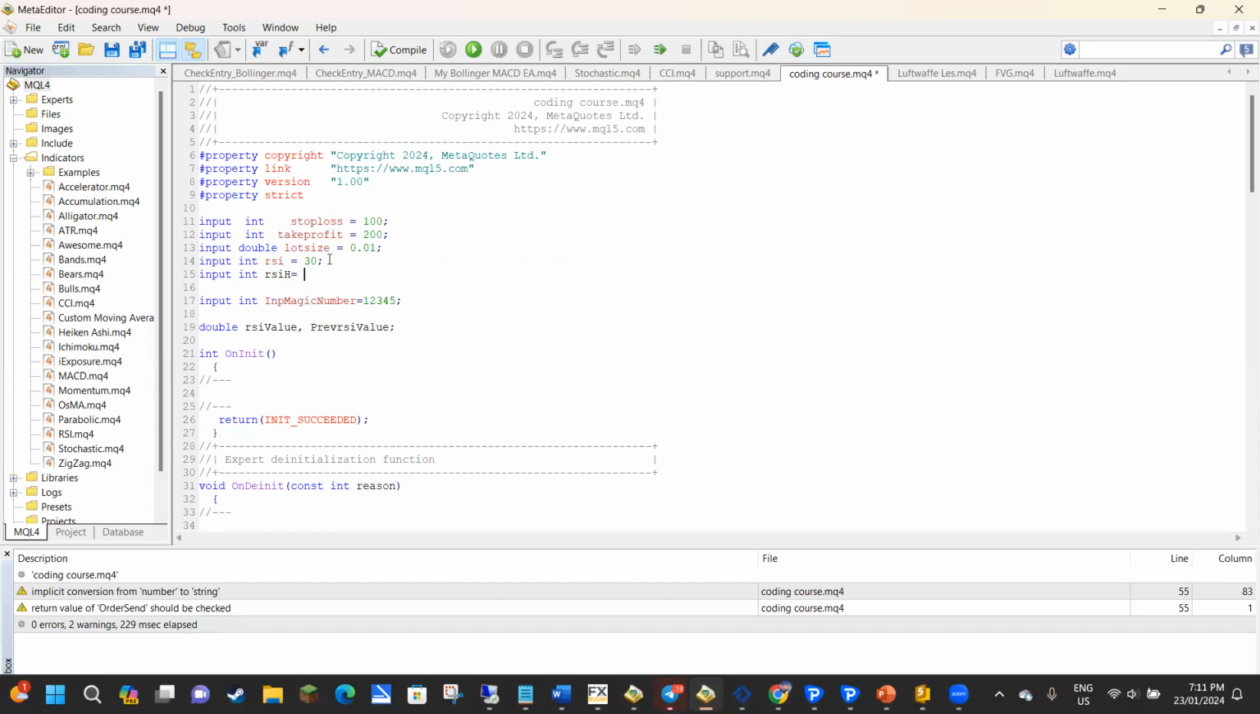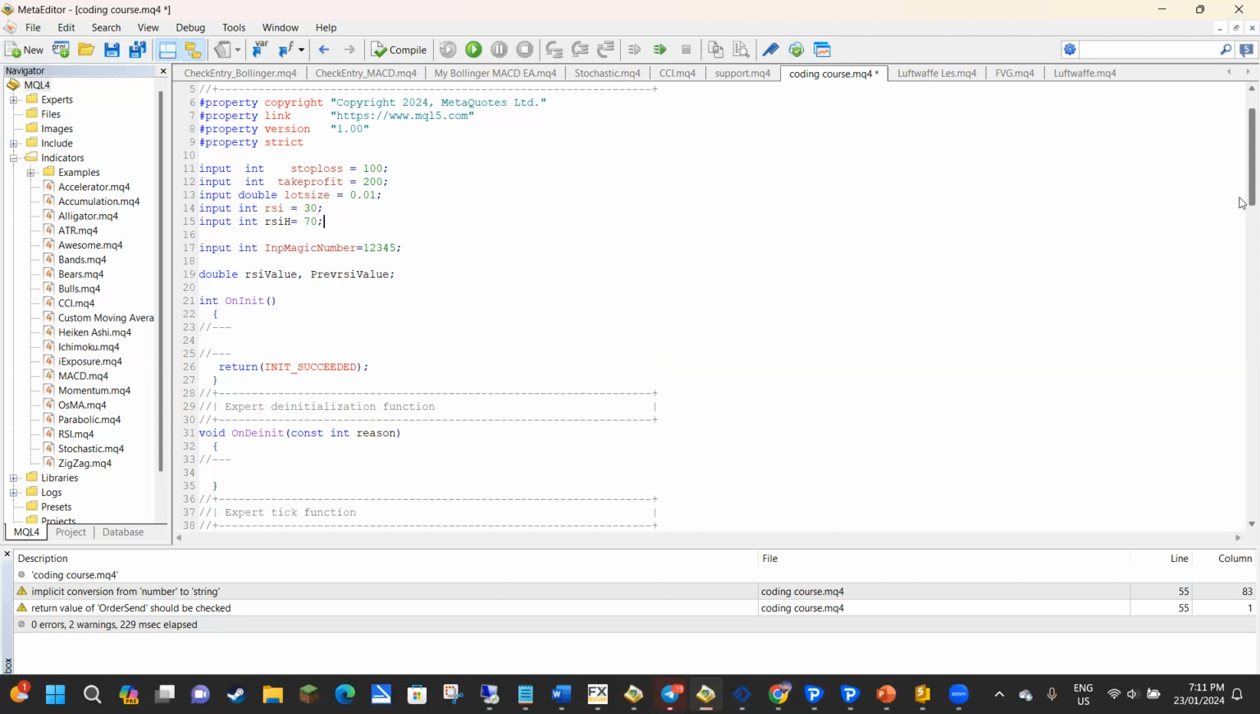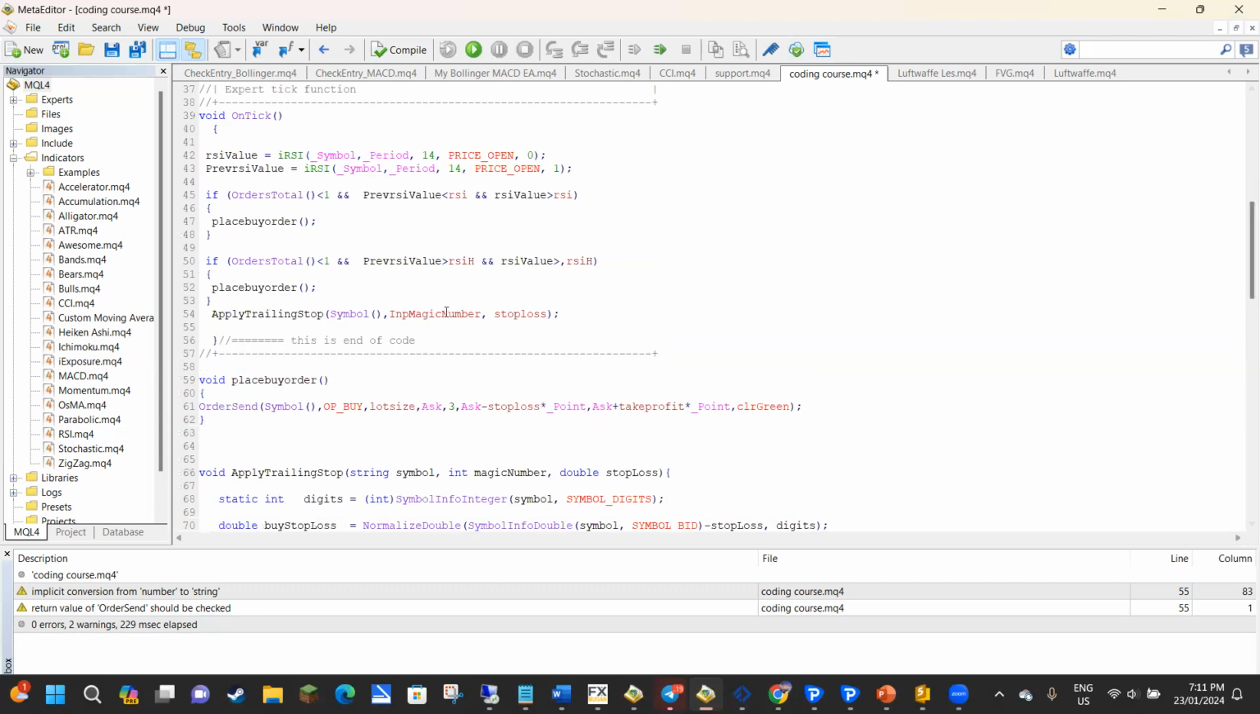Oops, equals 70. And obviously then we'll be looking to place a sell order. Not even close to spelling that right, hey? Place sell order. There we go.